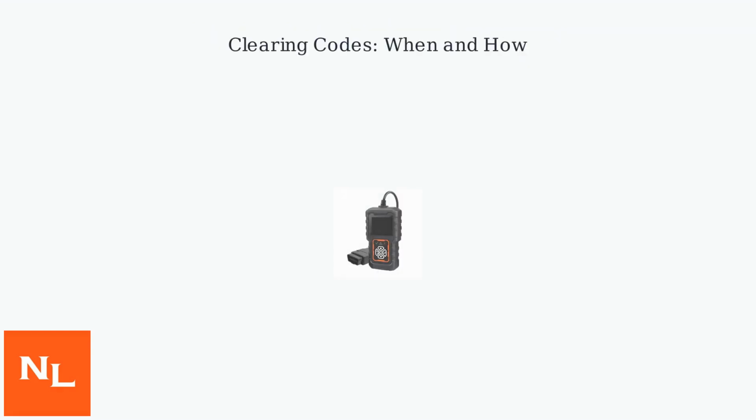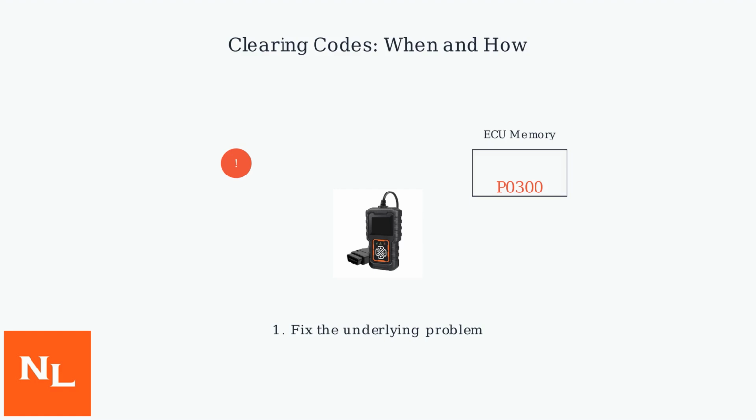After addressing the problem indicated by the DTC, use the Clear Codes function on your scan tool. This resets the ECU's memory and turns off the check engine light. Important: clearing codes without fixing the underlying issue will only result in the code reappearing. Always verify the root cause with proper diagnostic tools.